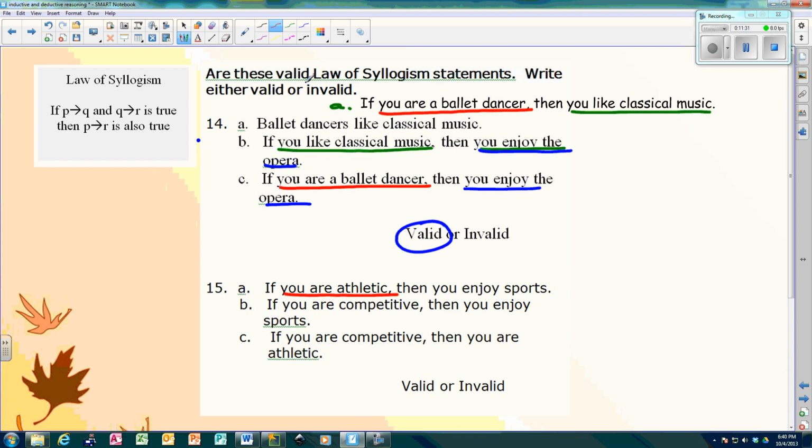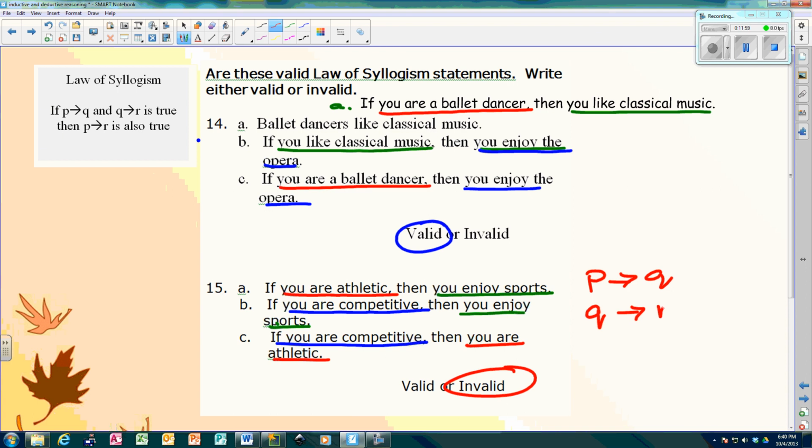If you are athletic, then you enjoy sports. If you are competitive, then you enjoy sports. So that's green again. If you are competitive, then you are athletic. Okay, so this one would be invalid because it doesn't follow the rule: P, then Q, Q, then R, P, then R. It doesn't follow. So this would be our P, and this part right here, enjoy sports, should be our Q. So that one would be considered invalid.